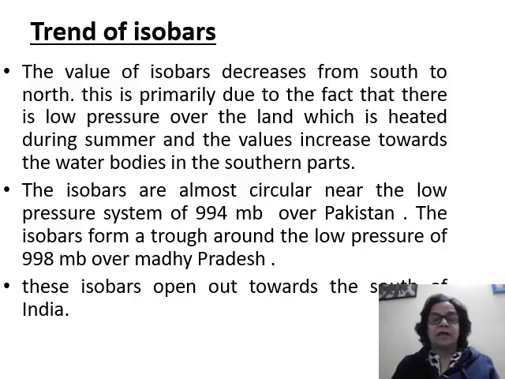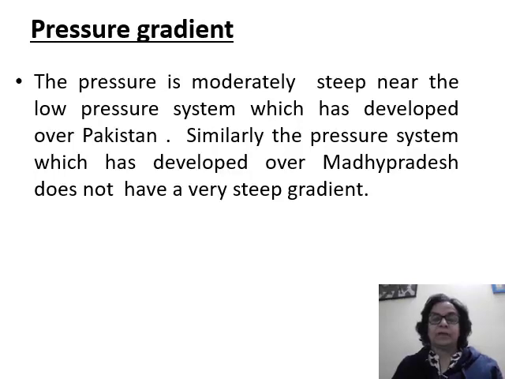Now in general, the isobar values decrease from south to north because low pressure has developed over the land which is heated during the summer, and the isobars form almost circular pattern over certain regions like Pakistan and parts of Madhya Pradesh. And as we move towards the south, the isobars open out. So the pressure gradient is moderately steep over Pakistan and over Madhya Pradesh.